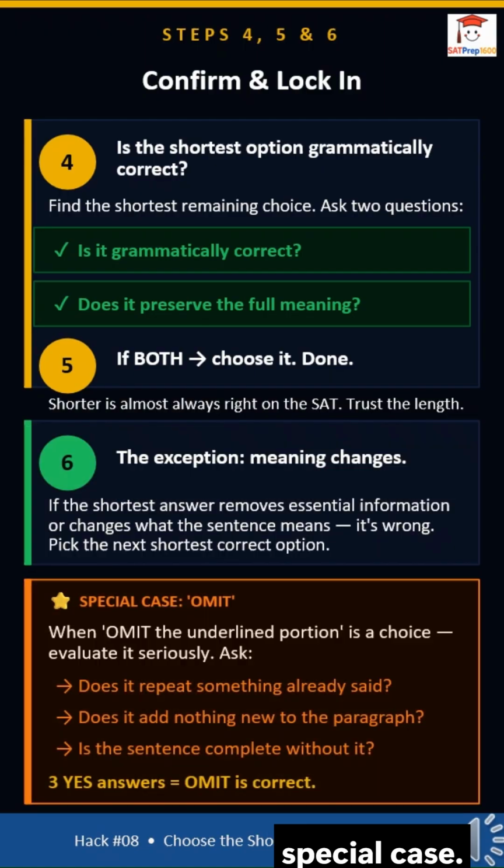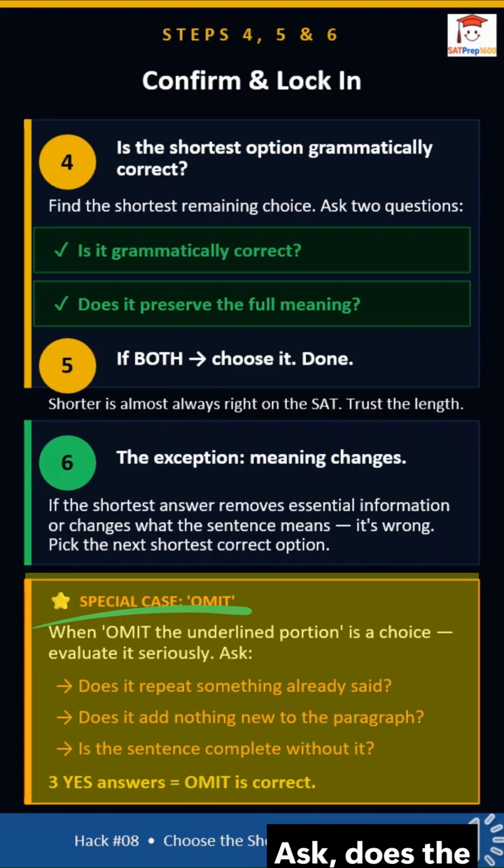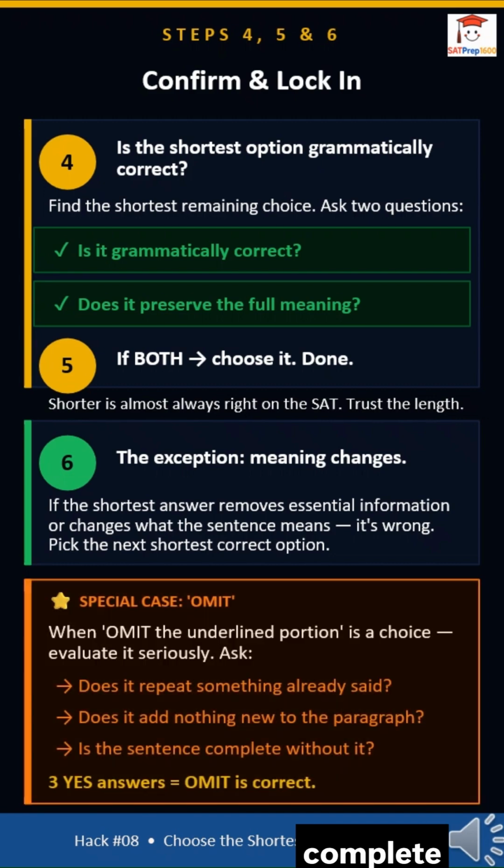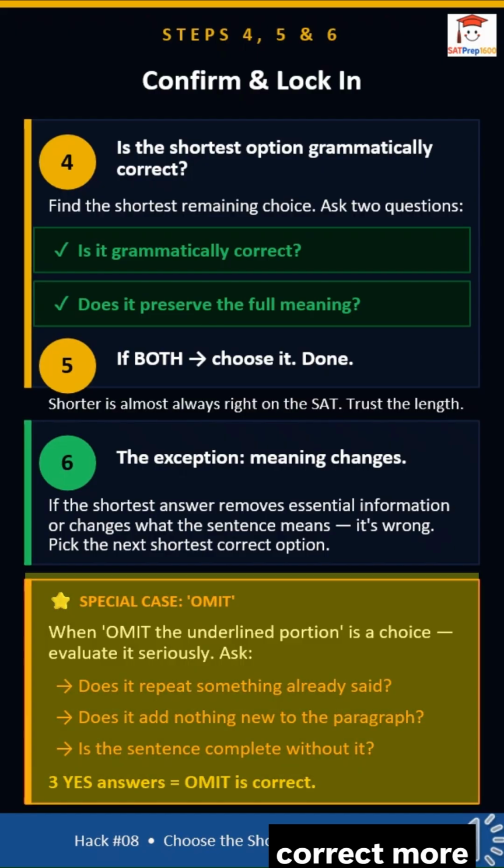Now, special case. Omit the underlined portion. When this is an option, evaluate it seriously. Ask, does the underlined text repeat something already said? Does it add 0 new information? Is the sentence complete without it? If you say yes to all 3, omit it. This answer is correct more often than students expect.